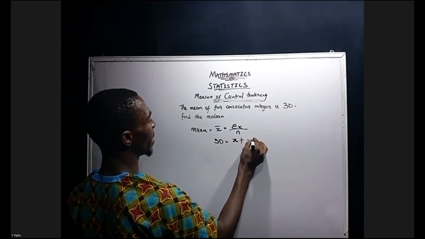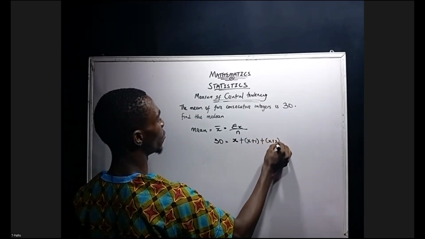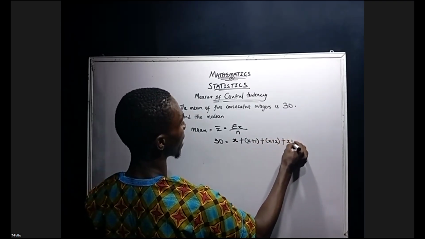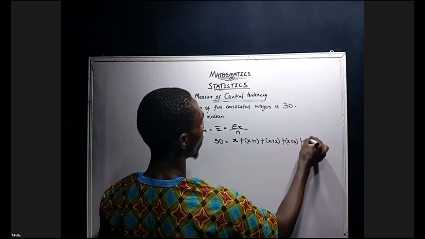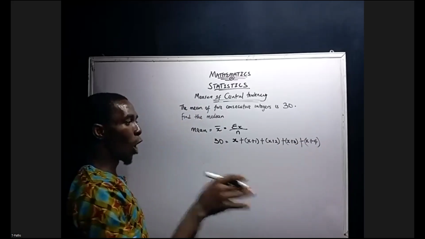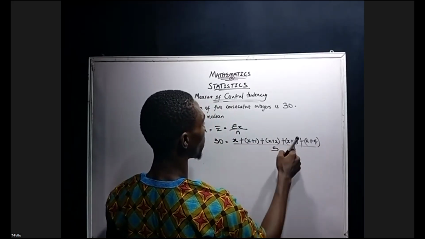Let the first number be x. The next number will be x plus 1, the next will be x plus 2, the next will be x plus 3, and the last number will be x plus 4. Class, on your own, divided by 5. 1, 2, 3, 4, 5.